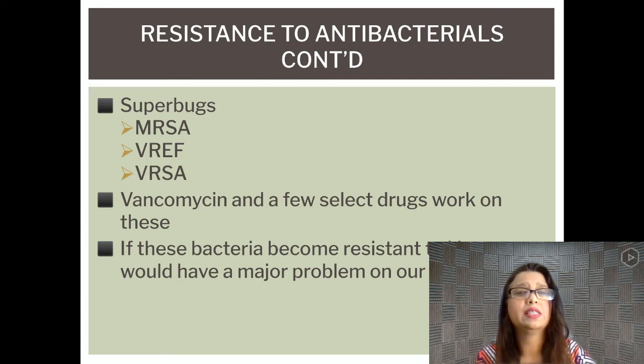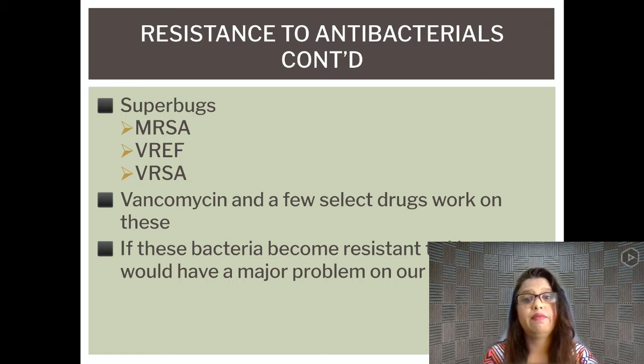Superbugs are certain infections that stay in the patient's body, and when we try to give them a lot of strong antibiotics, they're just resistant. Superbugs are MRSA, VRE, VRSA; vancomycin and a few other drugs work on these. If these bacteria become resistant to vanco, we would have a major problem. Vancomycin is a very strong antibiotic. With MRSA we want to give vancomycin, and if we give it and the infection just doesn't go away, that's not good for the patient, because then the patient could get sepsis. Severe infections cause sepsis.